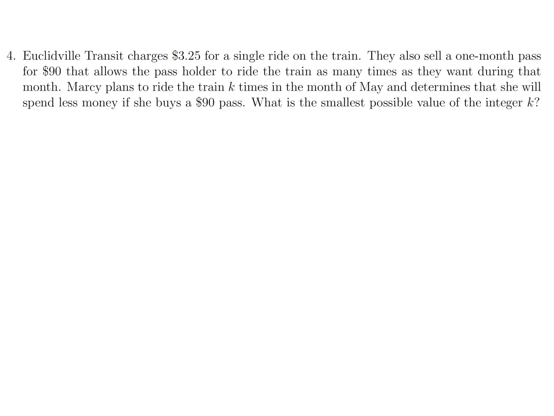Well, 90 has to be less than 3.25 times K, right? Because K represents the number of times. In that scenario, if you're just paying per ride, it's $3.25 per ride. But the pass is going to be less money. Let me see if I interpreted that question properly. She will spend less money if she buys a $90 pass. Okay, so yeah, this is correct.